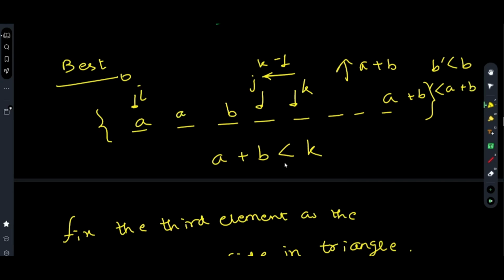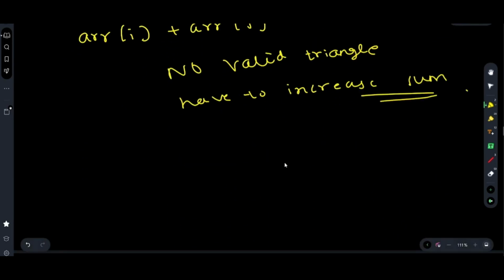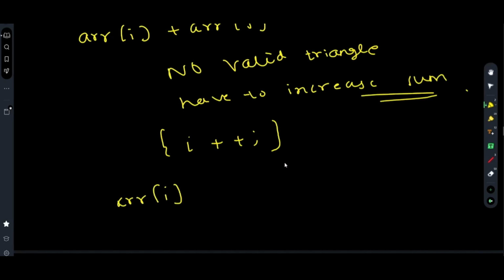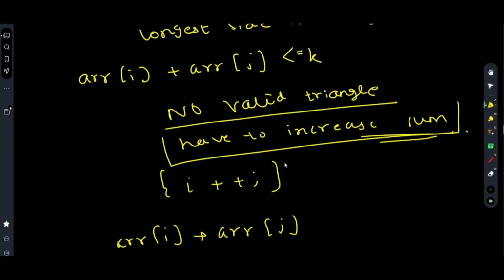So you have to increase a dash. See, it is a sorted array. So a dash is greater than a. So a dash plus b is greater than a plus b. So yes, you have to increase a. So you have to increment i. So if this situation comes, then what will you do? You will simply do i plus plus and increase sum. But if you see arr of i plus arr of j, similarly, if it is equal to, it is still not a valid triangle. So you have to increase the sum. Therefore, increase pointer i.